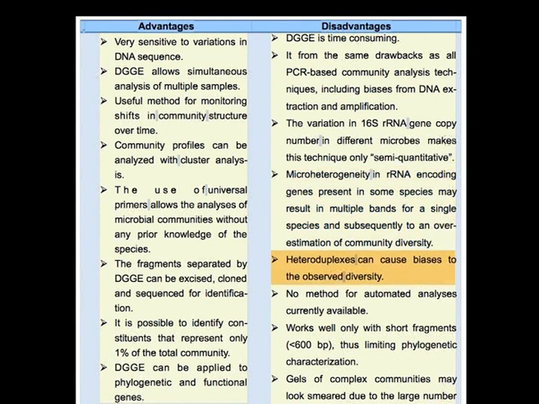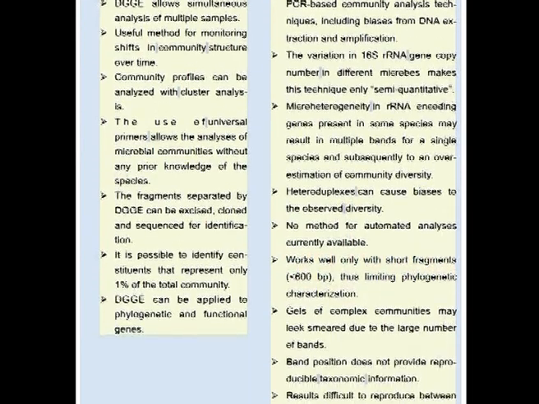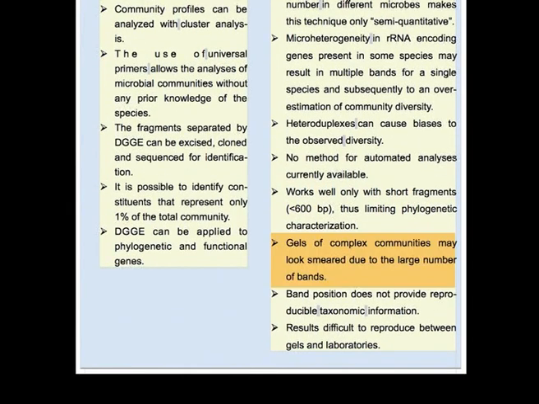Heteroduplexes can cause biases to the observed diversity. No method for automated analysis is currently available. It works well only with short fragments, that is less than 600 base pairs, thus limiting phylogenetic characterization. Gels of complex communities may look smeared due to the large number of bands. Band position does not provide reproducible taxonomic information. Results are difficult to reproduce between gels and laboratories.